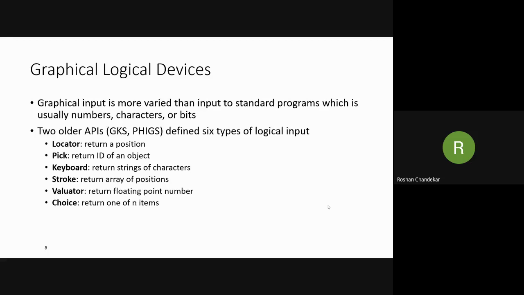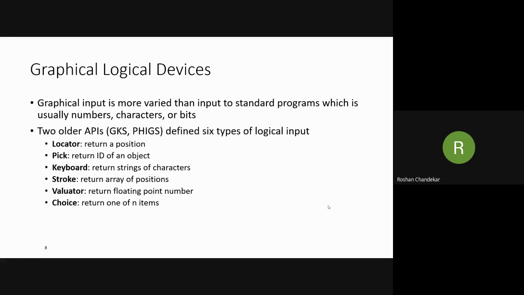The locator locates and returns the position of the particular object which is selected. Pick is a logical input device which returns the ID of an object. What is the use of this pick device? With pick, we locate and select an object, and we get the returned ID of that object.